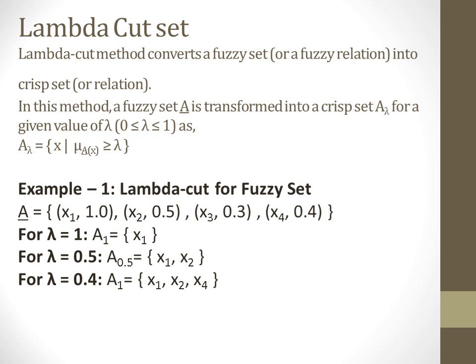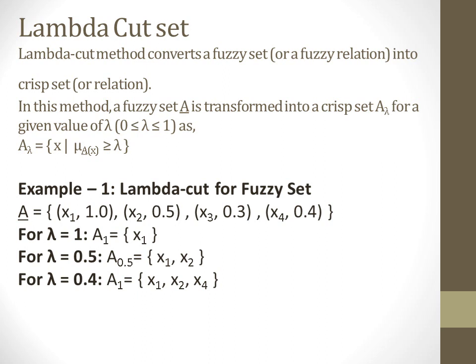So what is X? X is any element from the fuzzy set A, and mu denotes the membership value. So you read it as: you have to select an element X such that the membership value of that element X belonging to fuzzy set A should be greater than or equal to lambda. Lambda lies in between 0 and 1.